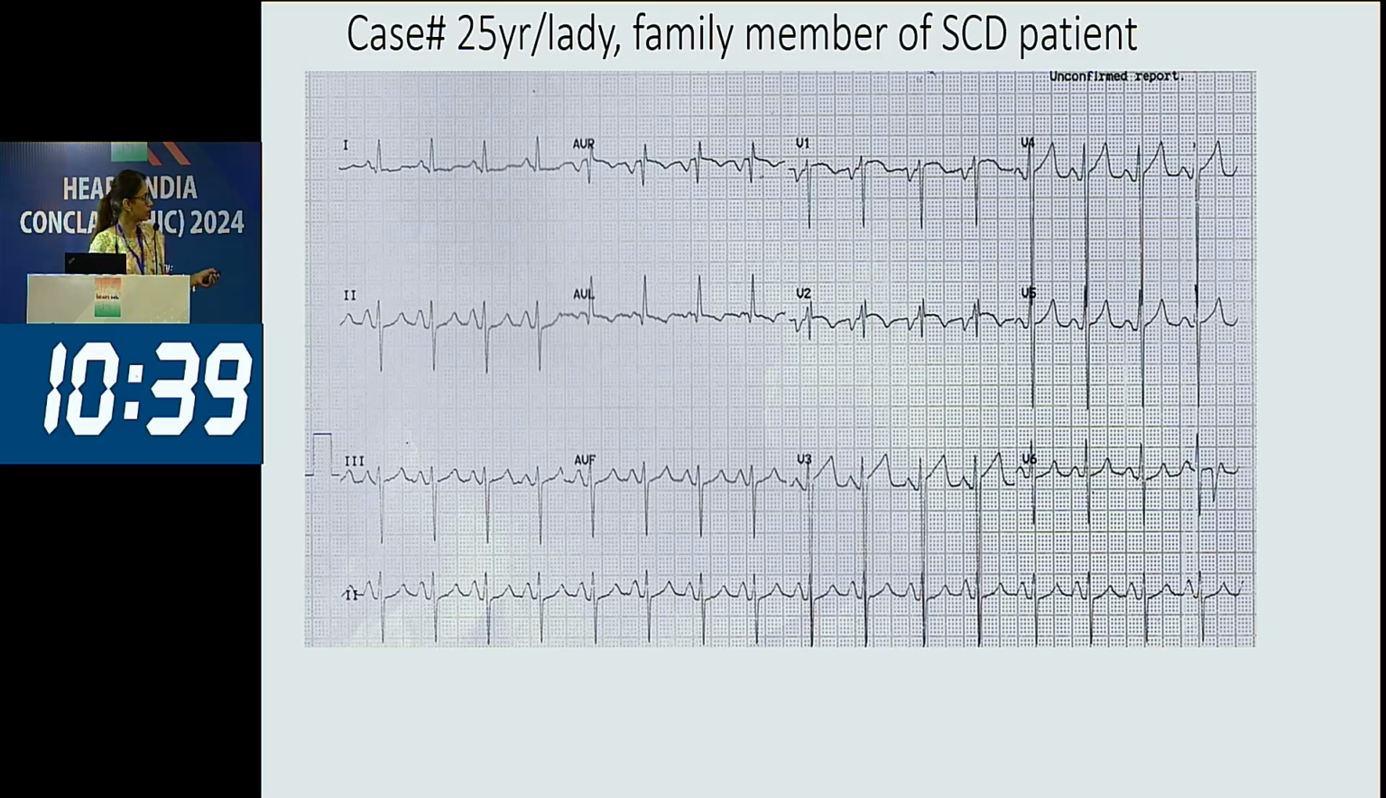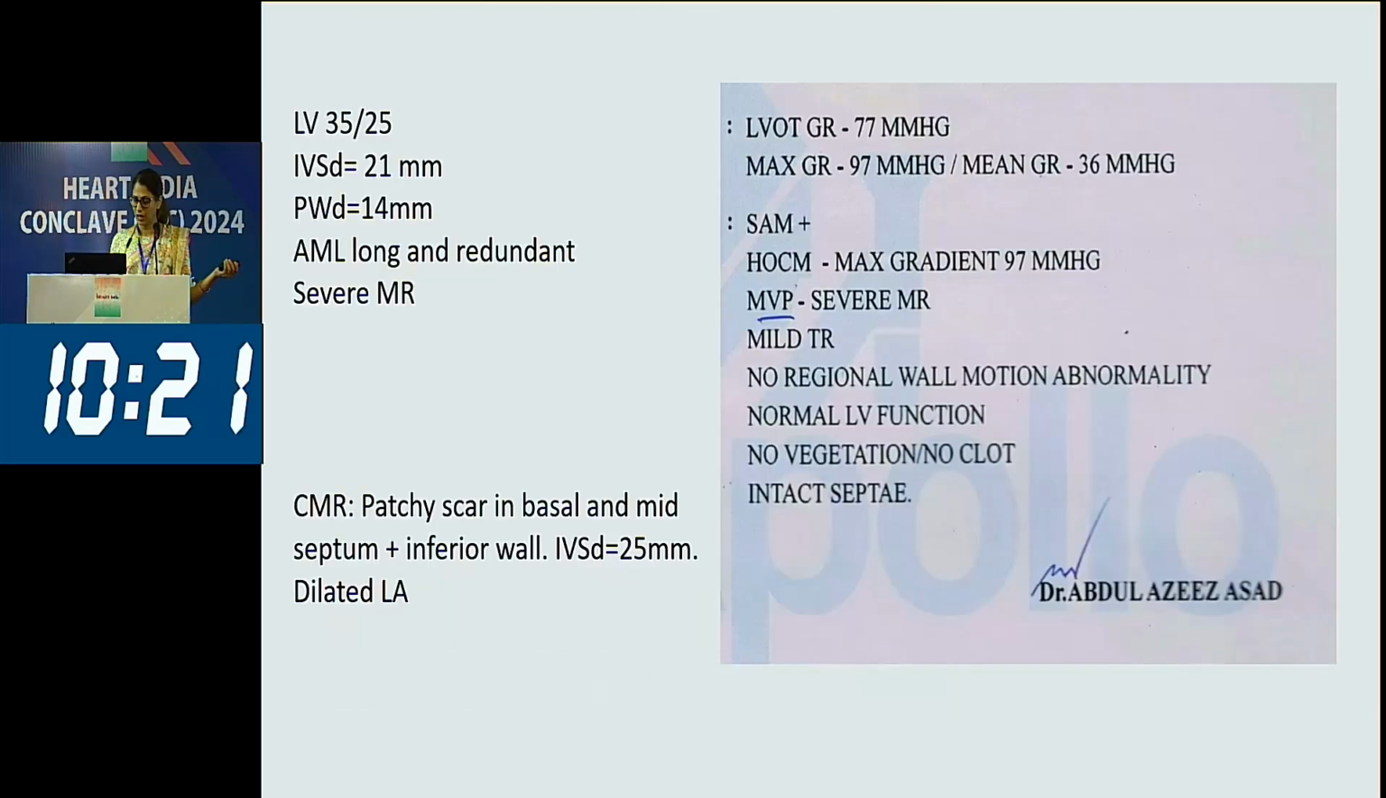One case example I'll show: this 25-year-old lady came because her sister expired suddenly. She has no complaints, zero complaints. And when you do a simple ECG, you start with an ECG. We all know, as cardiologists, it's not a normal ECG, right? Because there is an LA enlargement, there are some ST-T changes, there is some hypertrophy seen. And when you do a simple echo, she has hypertrophic cardiomyopathy.